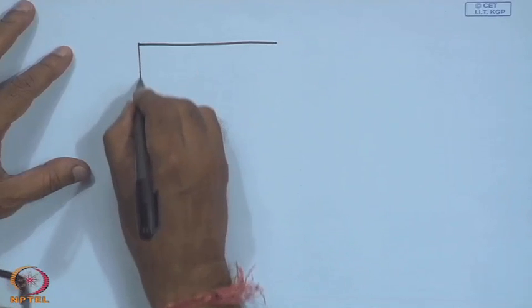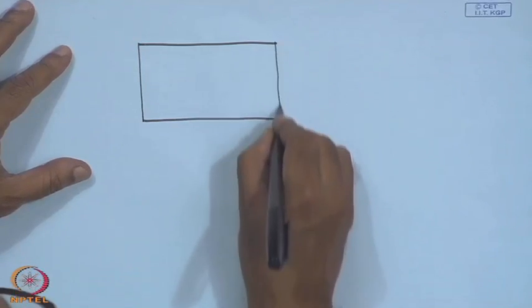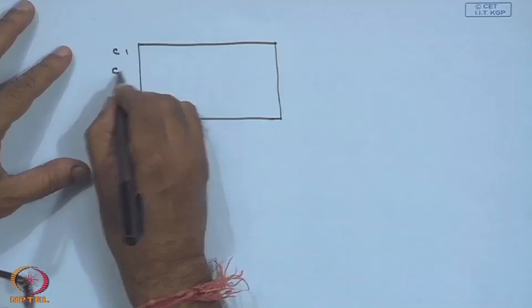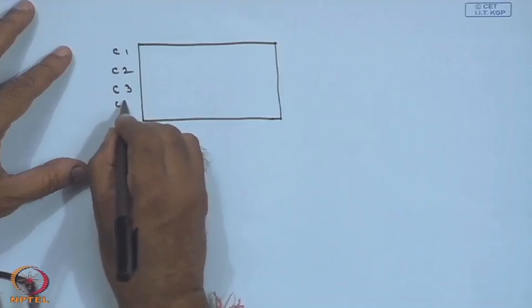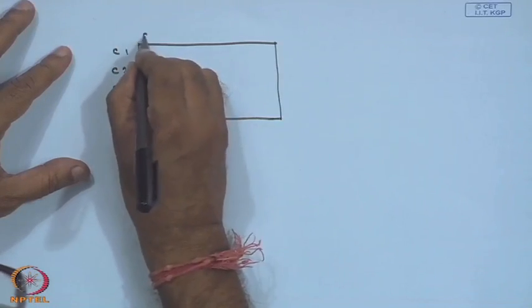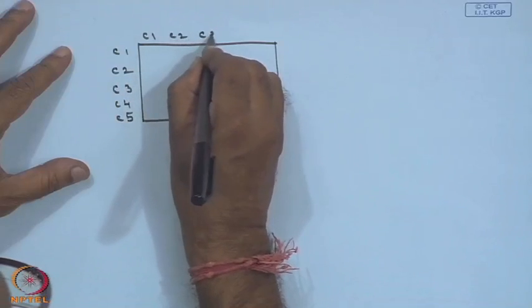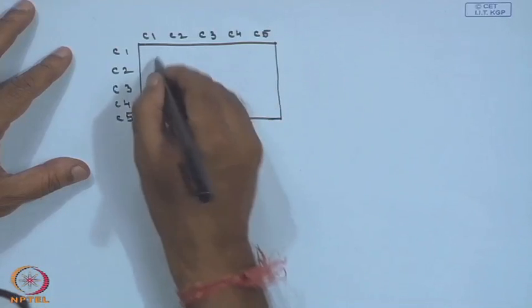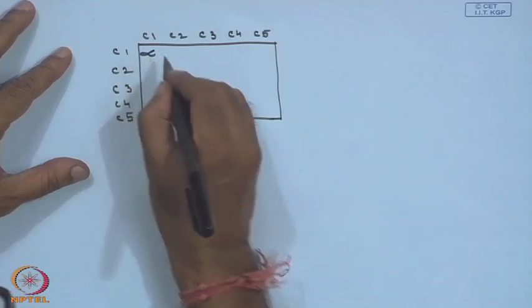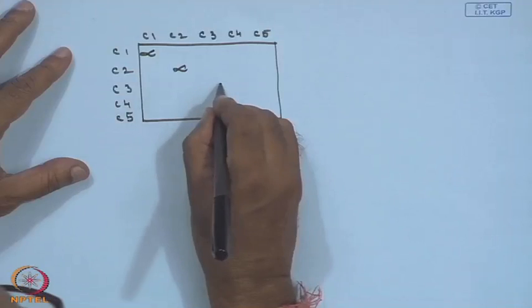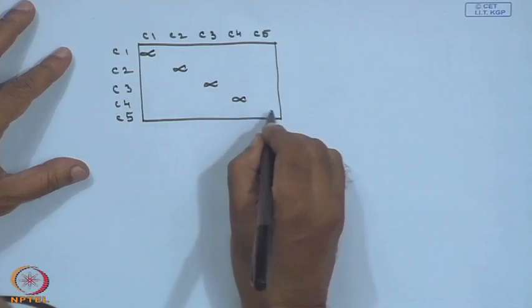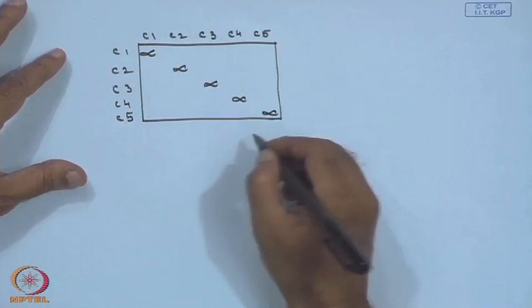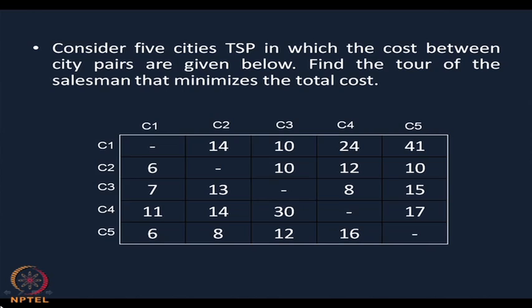You have the matrix here with C1, C2, C3, C4 and C5, and similarly here also C1, C2, C3, C4 and C5. I am just doing it initially. So C1 to C1 is infinity, C2 to C2 infinity, C3 to C3 infinity, C4 to C4 infinity, C5 to C5 infinity, and all other elements are whatever was there in the cost matrix. The first row will be 14, 10, 24, 41.